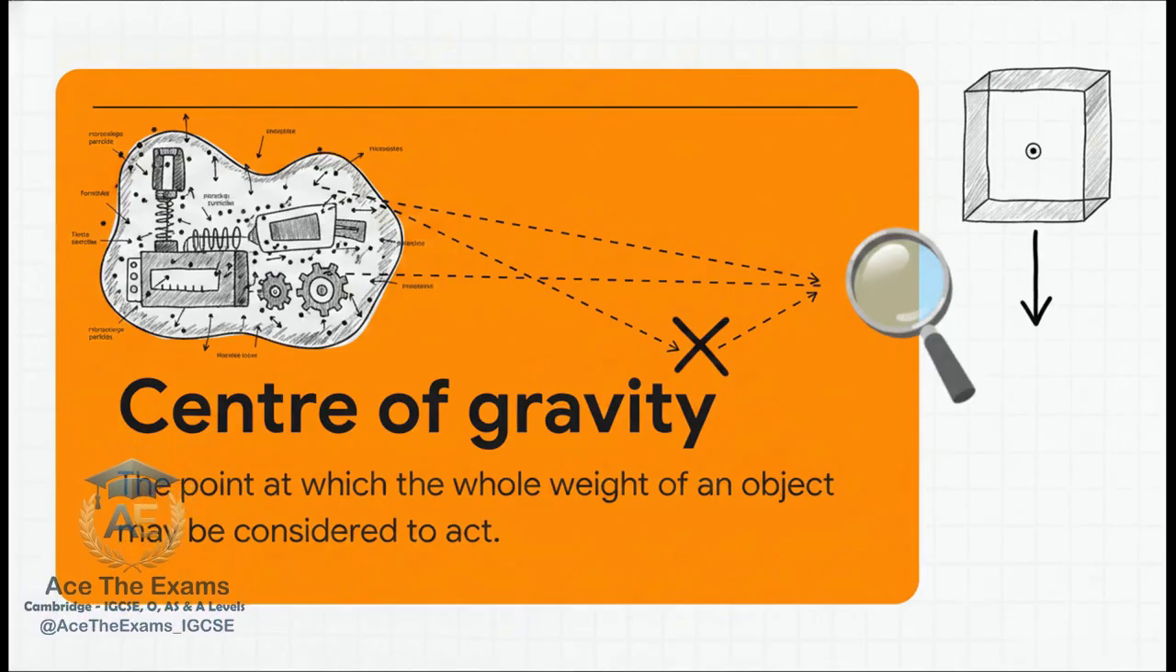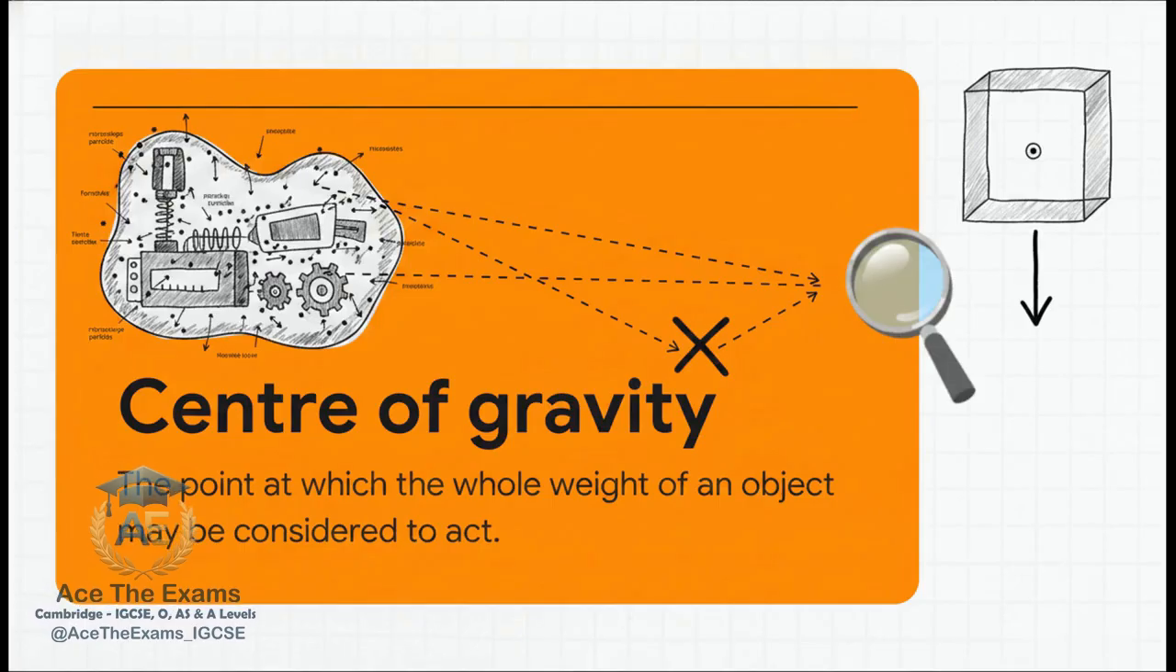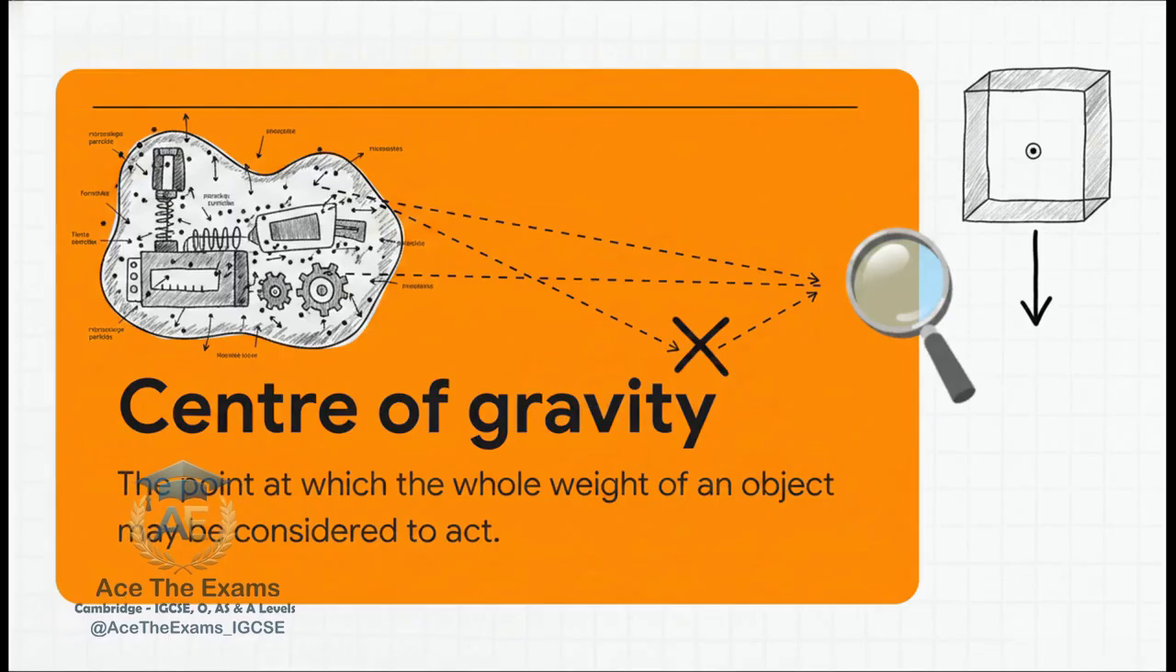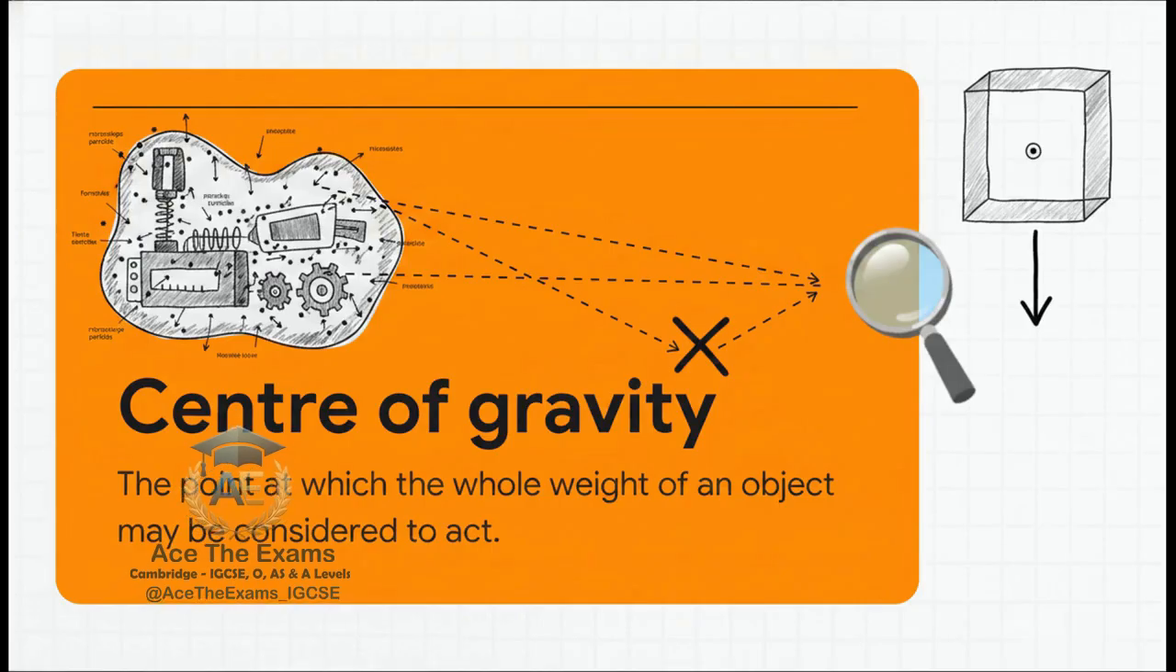So physicists use this brilliant little cheat code. We call it the center of gravity. It's essentially just one specific point where we can pretend the entire weight of the object is acting. For a perfectly uniform object, it's literally just the dead center. Treating weight as a single point like this makes everything we're about to do so much easier.